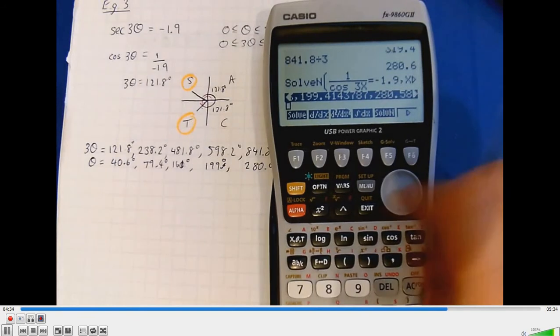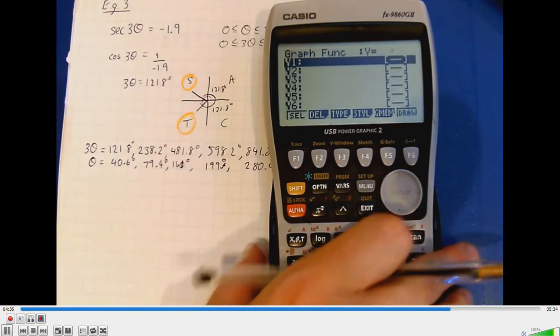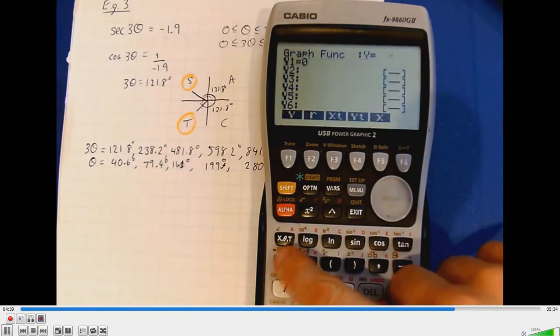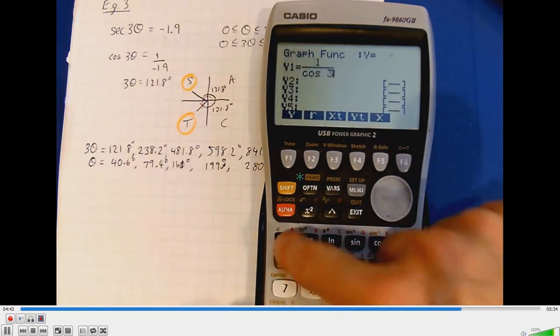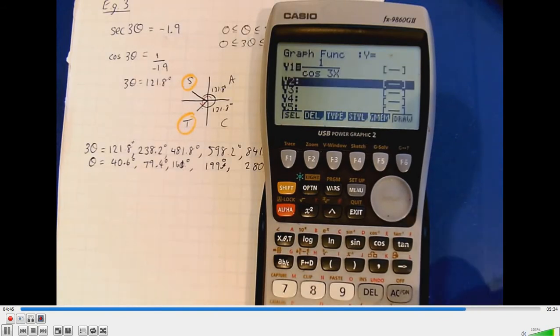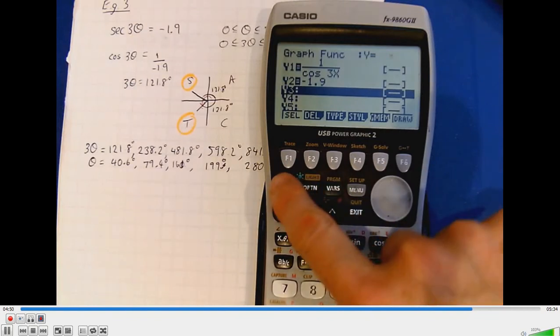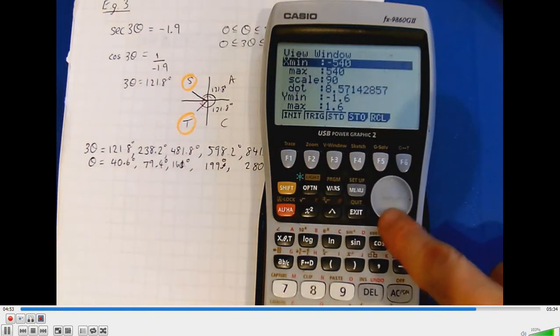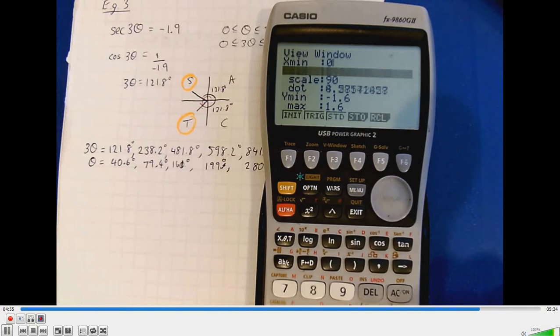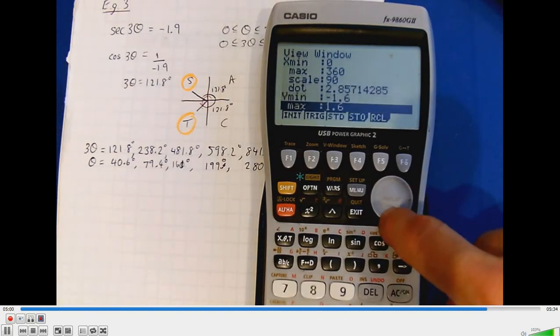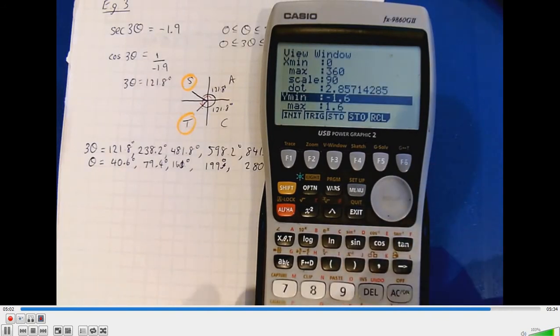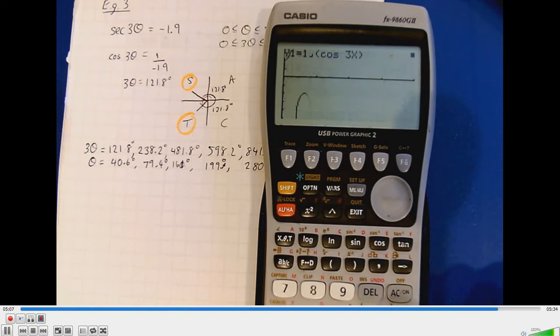We can also check using the graph, so let's go into graph mode. So I'm going to do 1 over cos of 3x, okay, and negative 1.9. So y equals the left and y equals the right. Let's just check the view window. I'd like to go from 0 up to 360, okay, and I need to make sure I'm including my negative 1.9, so let's do negative 2.5. Okay, and draw the graph.